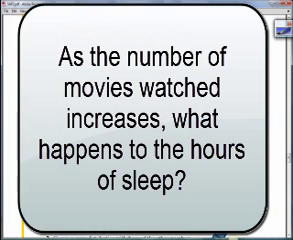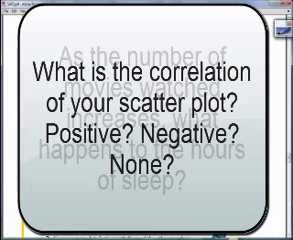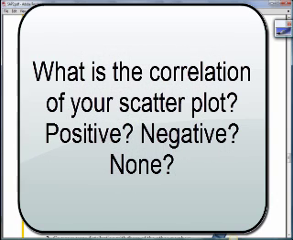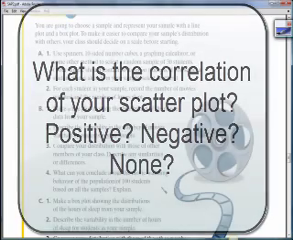What do you notice as the number of movies a student watched increased? What happened to the number of hours of sleep that they got? Or you could answer that the other way: as the number of hours of sleep increased, what happened to the movies? Is there a correlation here? Is there a positive, negative, or no correlation? Could you answer that question in your notebooks?